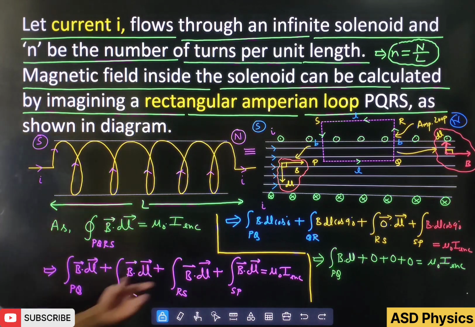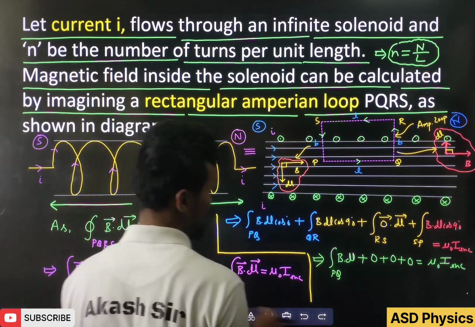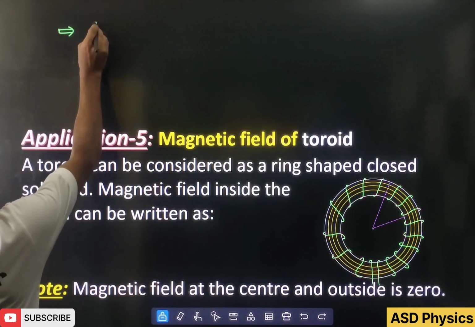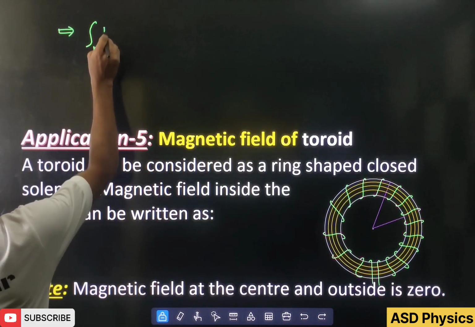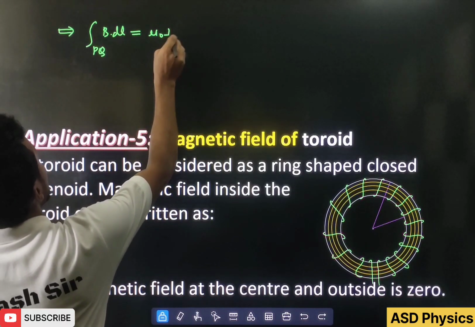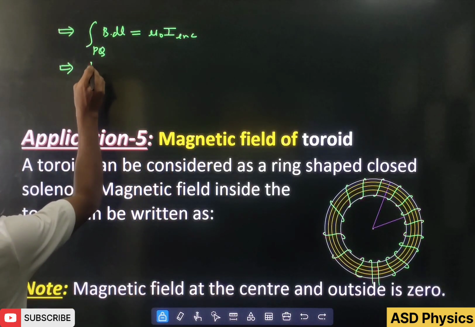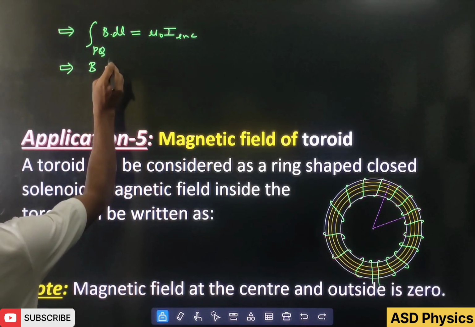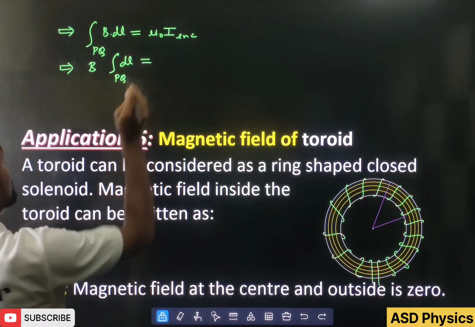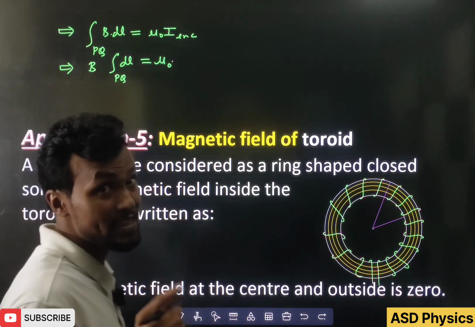So, this thing we are going to take on the next page. What we can write here is the integral from P to Q of B dl equal to mu naught into I enclosed. After that, the magnetic field is constant and uniform, so B will come outside, leaving the integral PQ dl. And after that, mu naught into what is I enclosed?